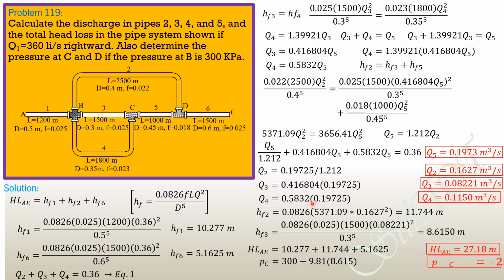So the pressure at C is equal to 215.5 kilopascals. Then for the pressure at D, since B and D are connected with pipe 2, the pressure at D is 300 minus the specific weight of water times the head lost in pipe 2. So 300 minus 9.81 times 11.744, and it is equal to 184.8 kilopascals. So that's it.